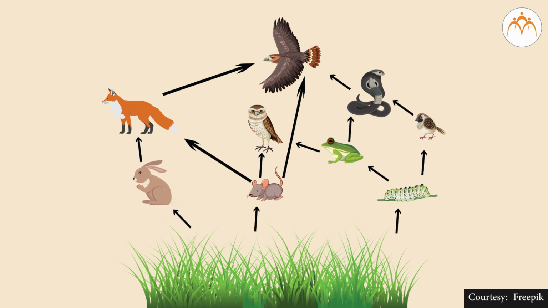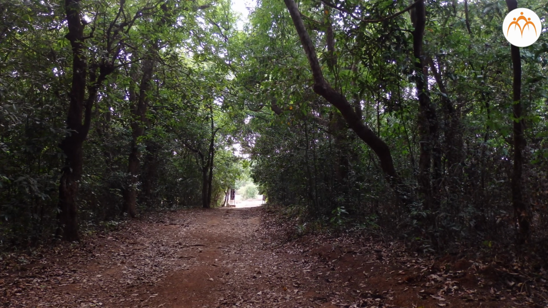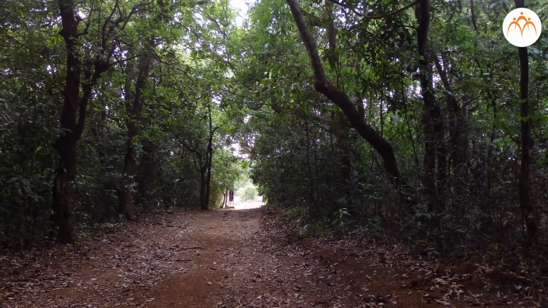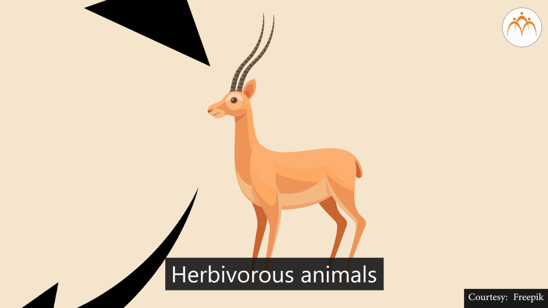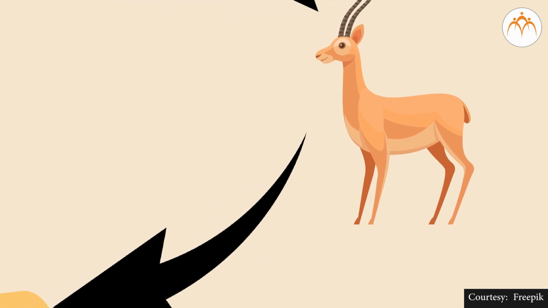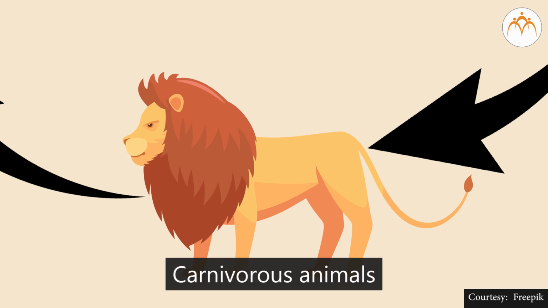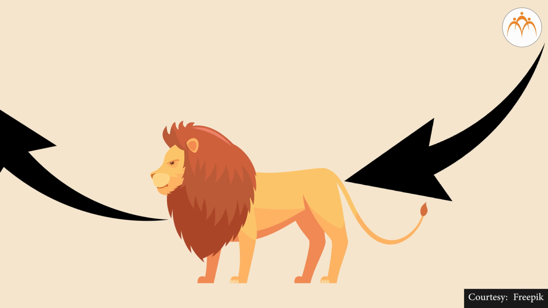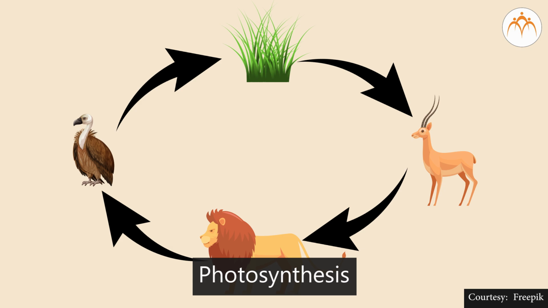The most important factor in a food chain is plants. Every living thing needs food. Animals get their food from their surroundings. Many animals eat only plants. These animals are said to be herbivorous animals. Other animals eat these herbivores, and they are said to be carnivorous. Thus, at the base of every food chain are plants. Plants make their own food. This process of making food is called photosynthesis.